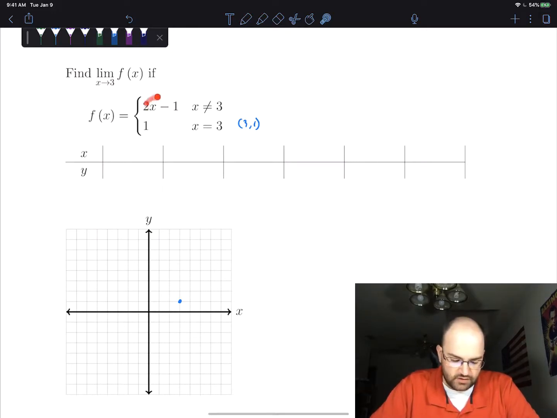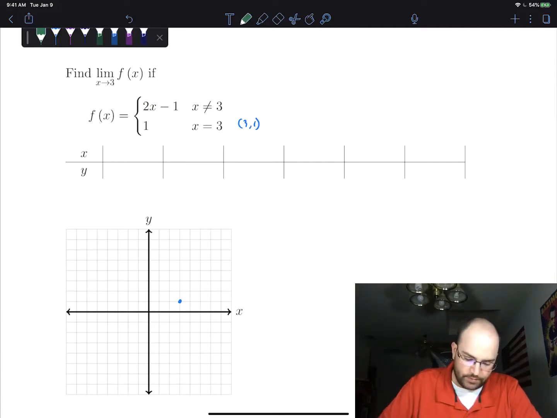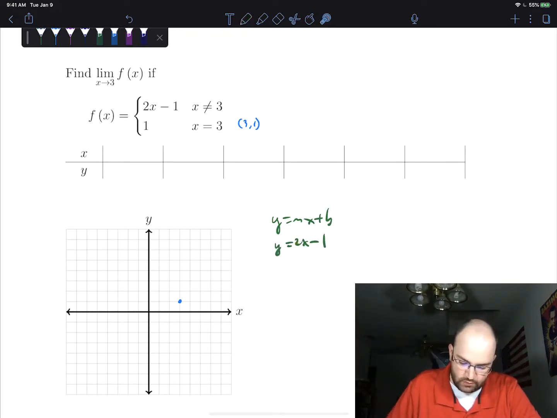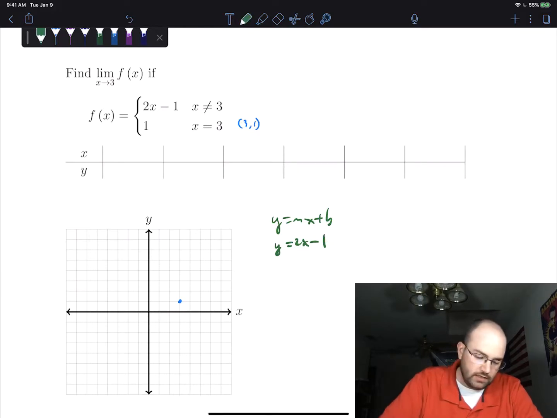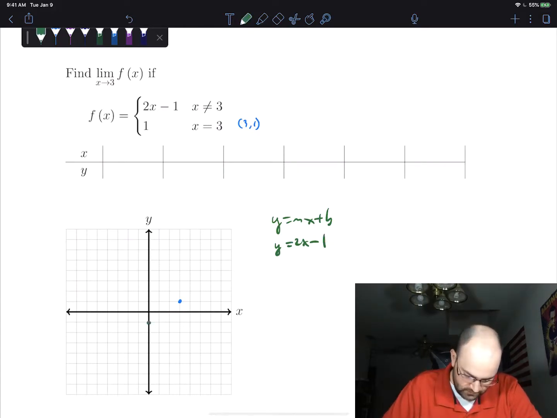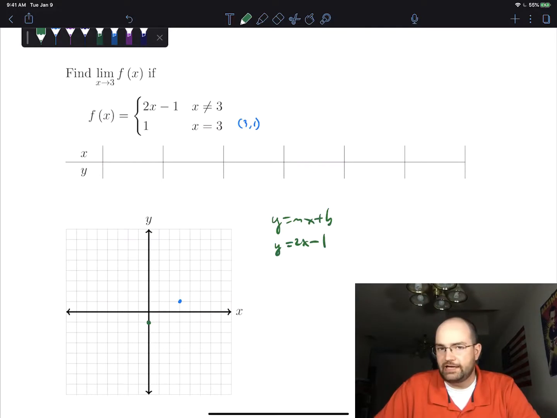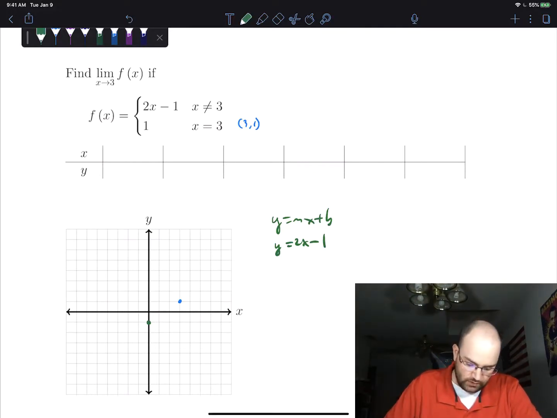The other part of the function is f of x equaling 2x minus 1. This is just a line, and remember, lines are in the form y equals mx plus b. So y equals 2x minus 1 means the slope is 2 and the b is negative 1. In other words, it crosses the y-axis at negative 1 and has a slope of 2. Now, the slope of 2 means we go up 2, right 1. Up 2, right 1, up 2, right 1.